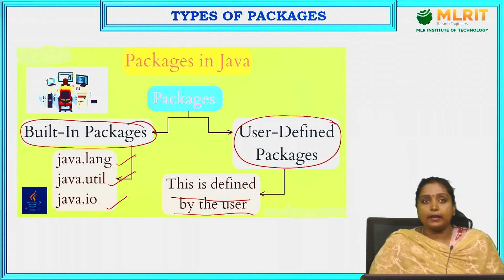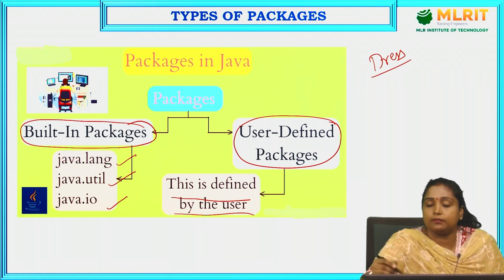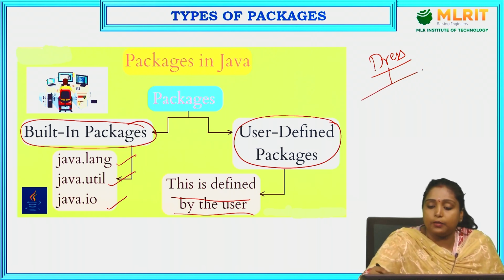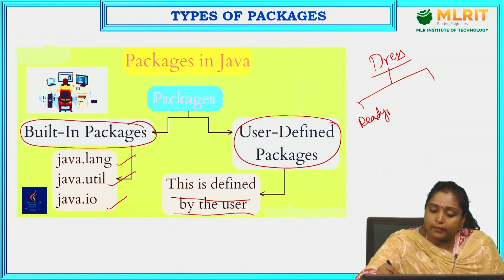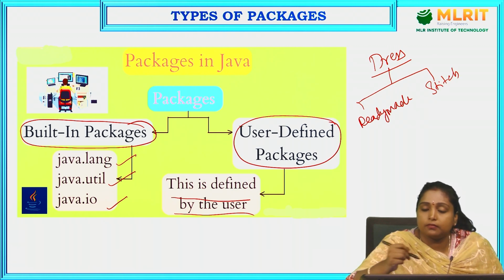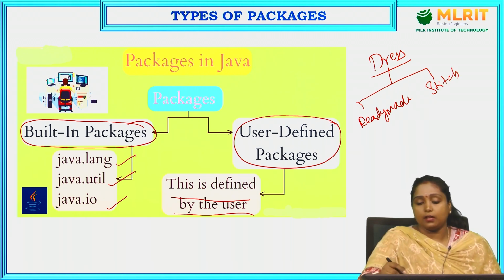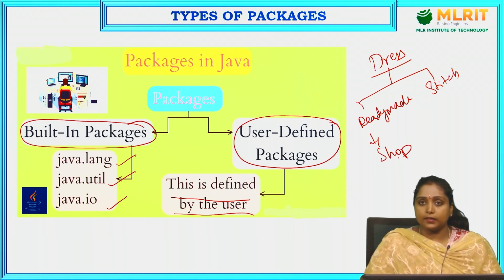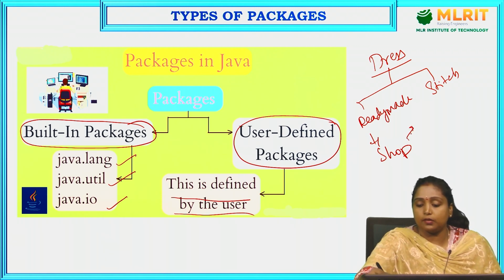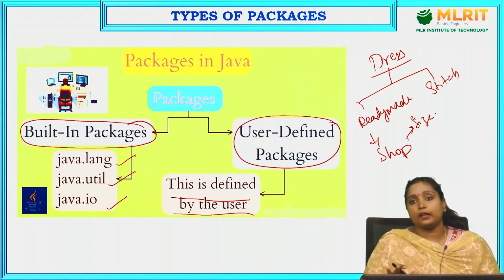Let us go with a simple example. For example, if I want to have a dress, what are the options I could have? I could have two options. I can go with a ready-made dress, isn't it? Or I can get it stitched. What are ready-made dresses? I have to go to the shop and buy it. Simply, I have to choose my size and I can directly buy it and use it ready-made.